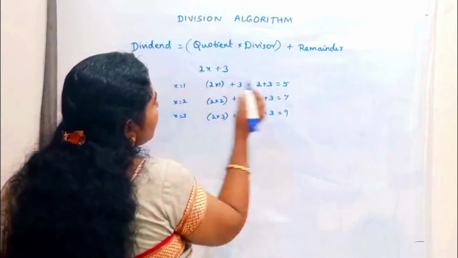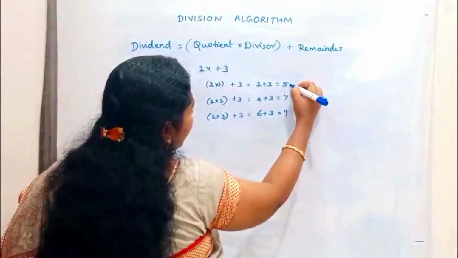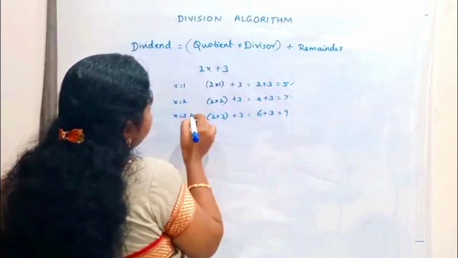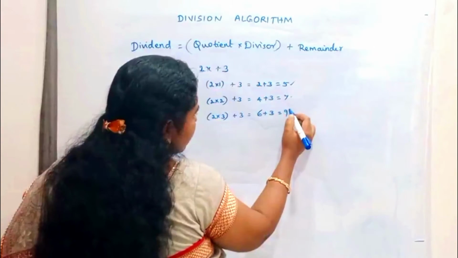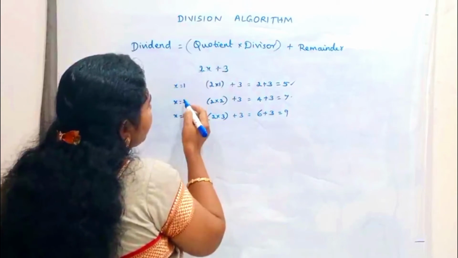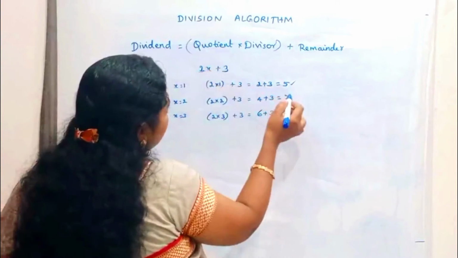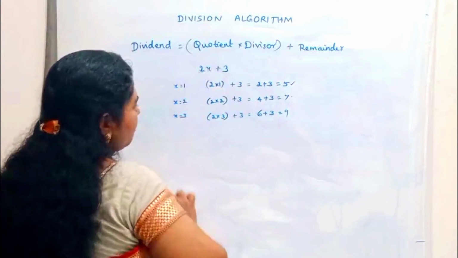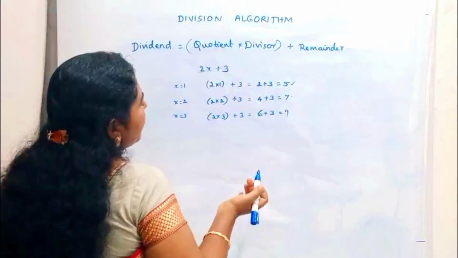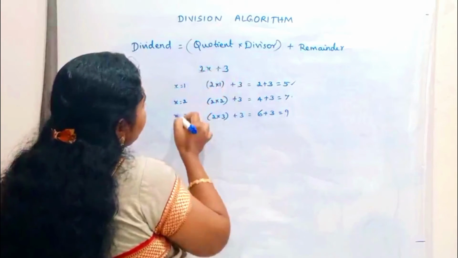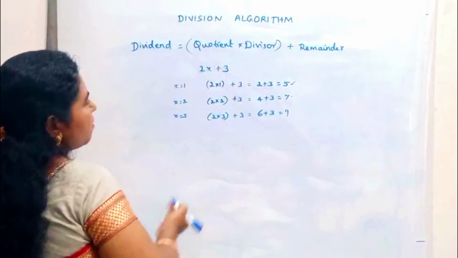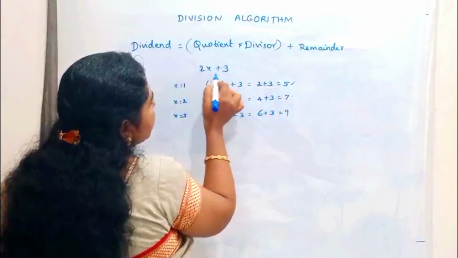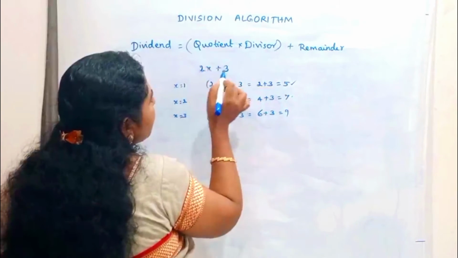That is, for x is equal to 1, the value of this expression is 5. For x is equal to 2, the expression becomes 7. And for x is equal to 3, the value of the expression becomes 9. It means that for different values of x, the value of the expression also varies. That means this expression depends upon the value of x. So this can be said to be a function of x also. Since this expression depends upon the value of x, we can say this is a function of x.